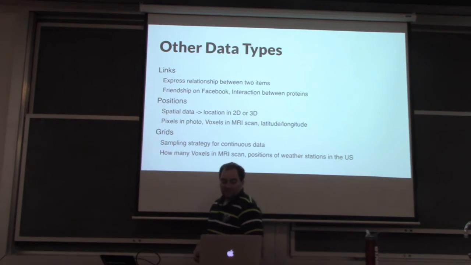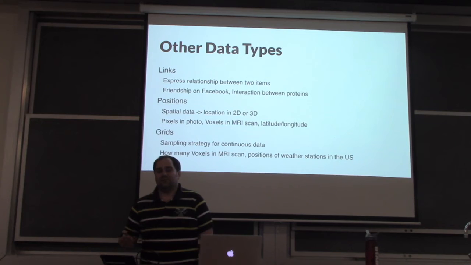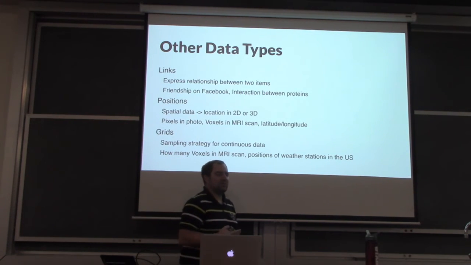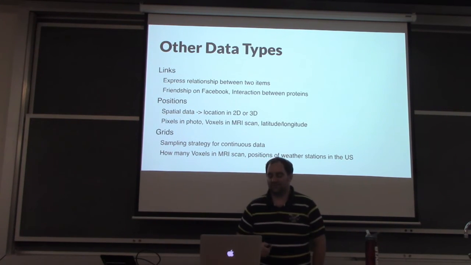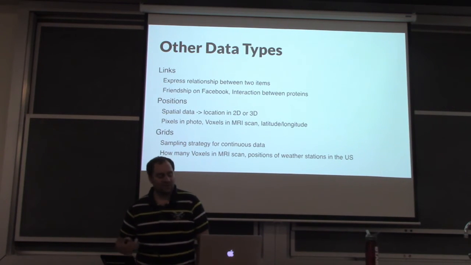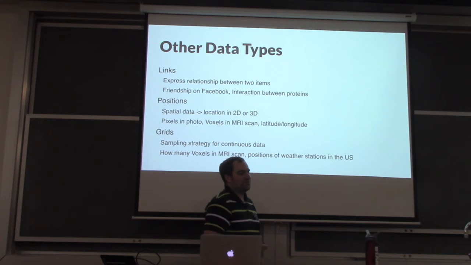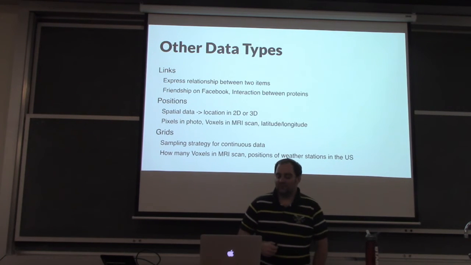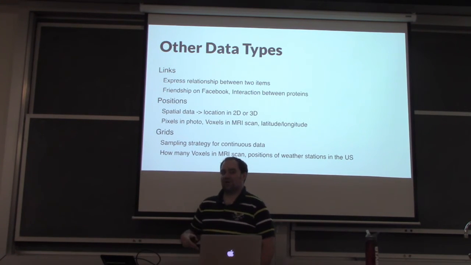Other data types are links, which are really about expressing relationships between two items. So we'll see that a lot in graphs, of course. The friendships on Facebook, your relationship to the university, your relationship to your colleagues, your partner in your group for your final project. These are all relationships that you can model as links.